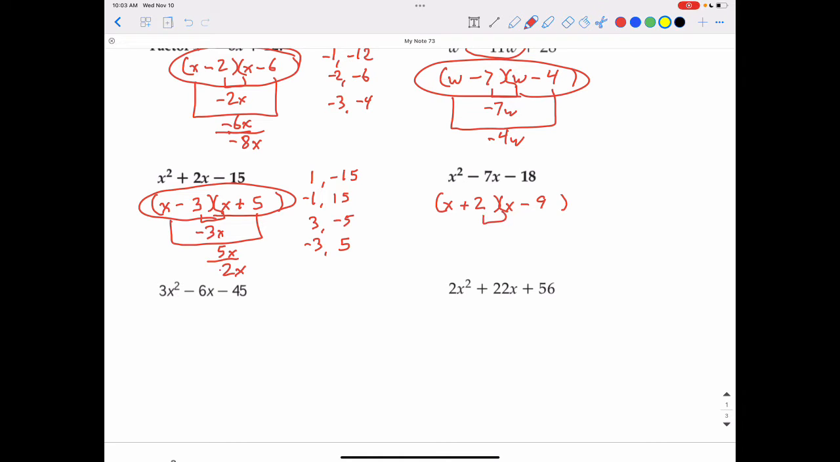2 times x is 2x. X times negative 9 is negative 9x. That does add up to negative 7x, so there's your correct factorization.